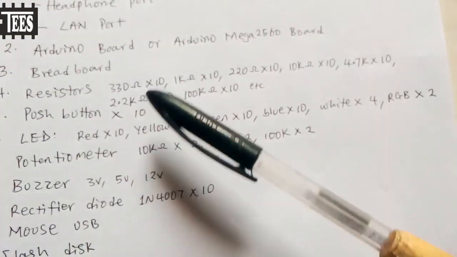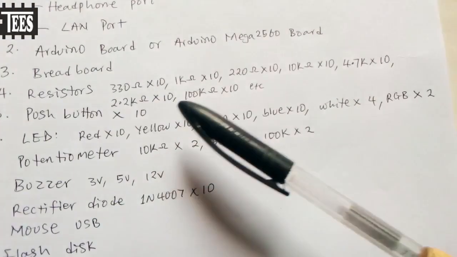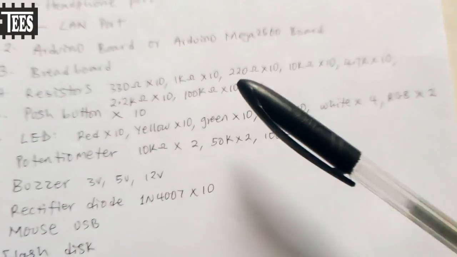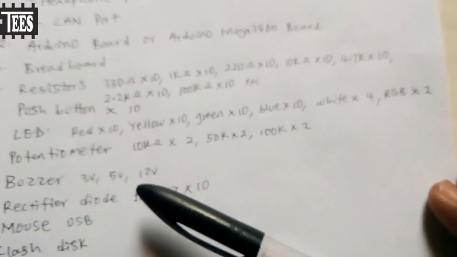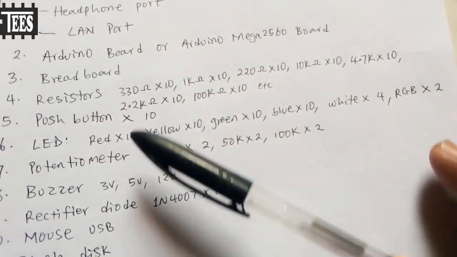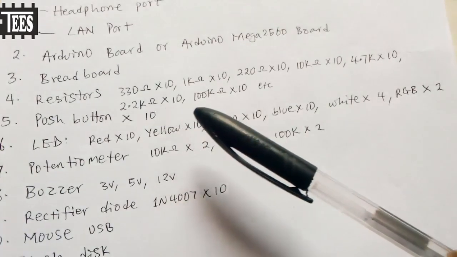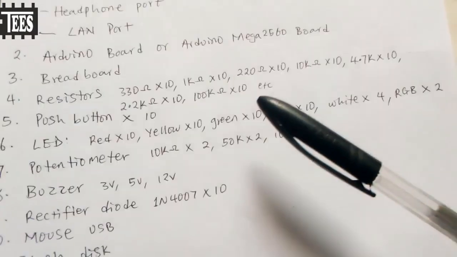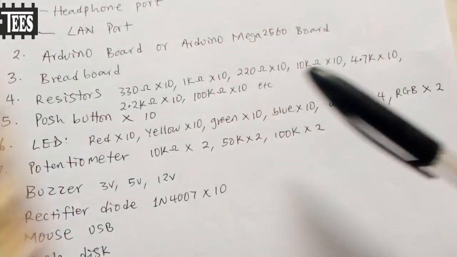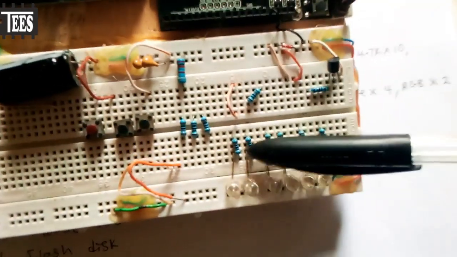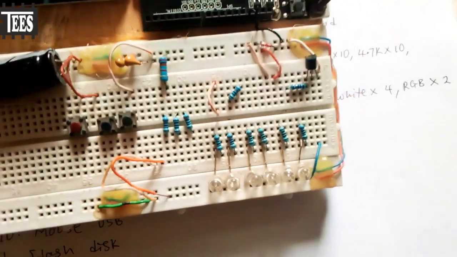Then we need some resistors: 330 ohms, 1 kilo ohms, 220 ohms, 10 kilo ohms, 4.7 kilo ohms, 2.2 kilo ohms, 100 kilo ohms. So 10 pieces, you can buy more than that. So you can see the resistors here.